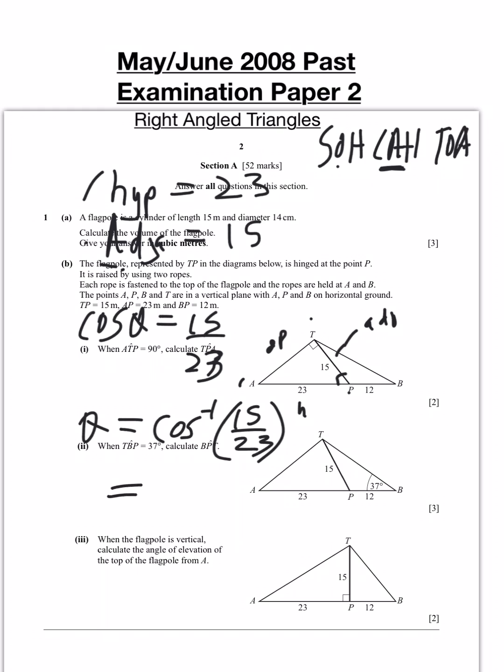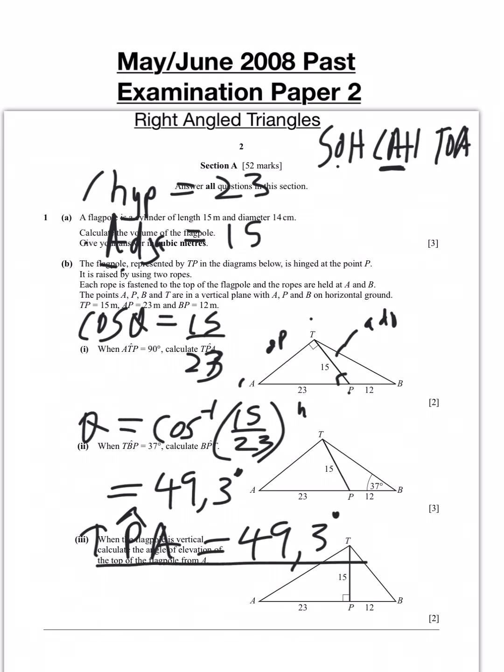Then we punch in our calculator, and then we get 49,3 degrees. So now that's item number 1. TPA is equal to 49,3 degrees. Right, this is our answer.